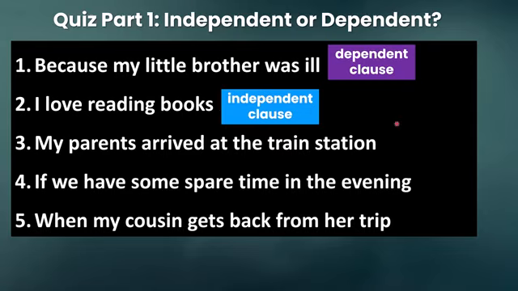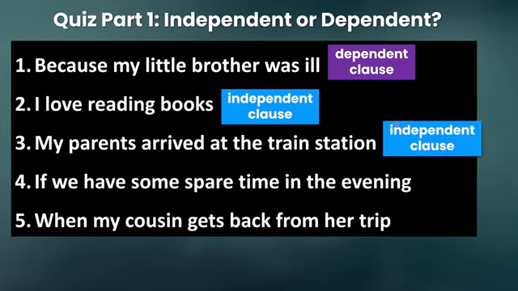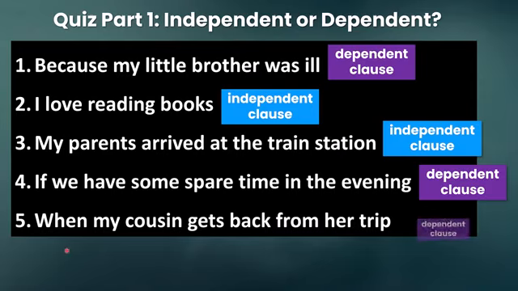My parents arrived at the train station, number 3, is also an independent clause. We are not left with any questions. It's a complete sentence on its own. Number 4 is a dependent clause, if we have some spare time in the evening. The word if makes this a dependent clause. We need more information. What are you trying to say? And number 5 is also a dependent clause. When my cousin gets back from her trip. This is not a complete sentence. We need more information.